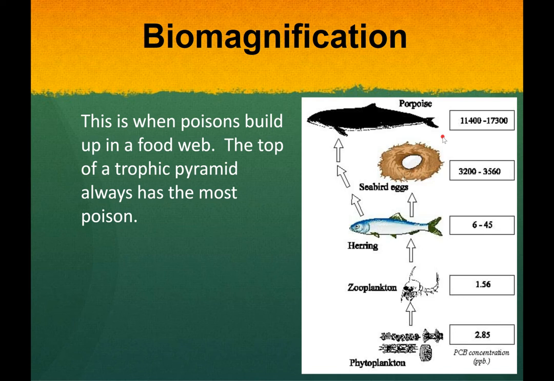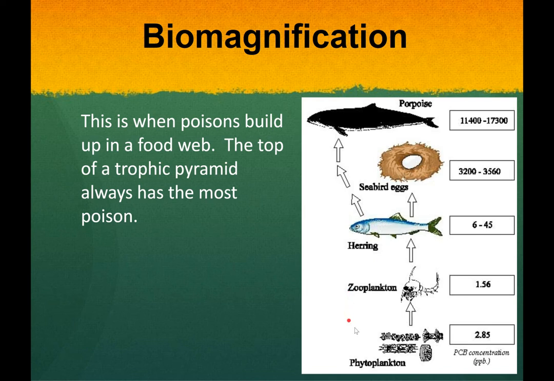Biomagnification, we briefly mentioned this when we were taking a look at our energy pyramid foldable, but biomagnification is when poisons build up in a food web and the top of the trophic pyramid always has the most poison. We mentioned the poison DDT, which was being sprayed as an insecticide in the 1970s. It is absolutely banned now.